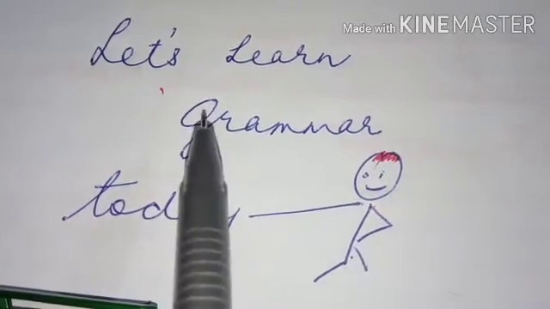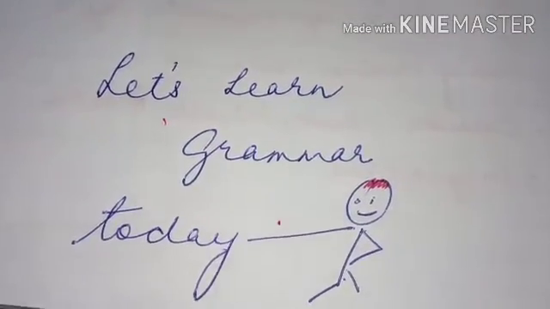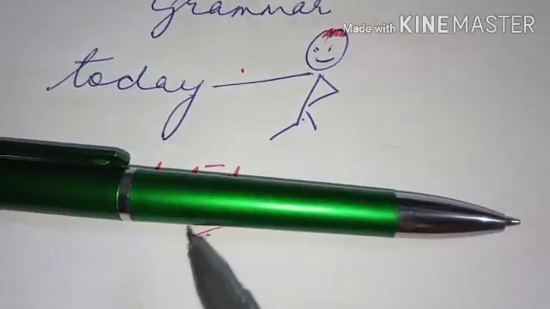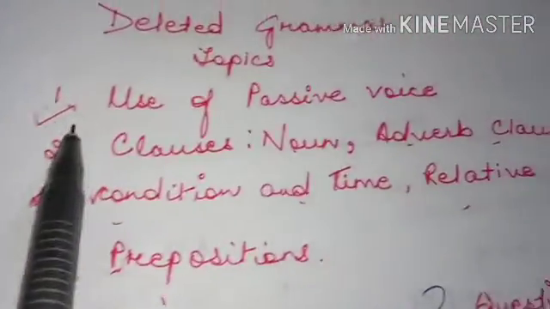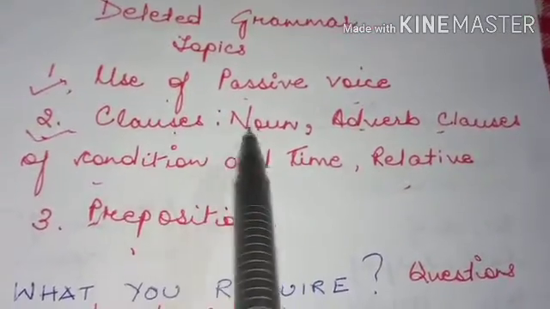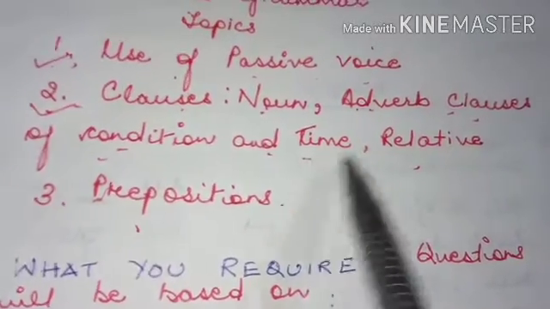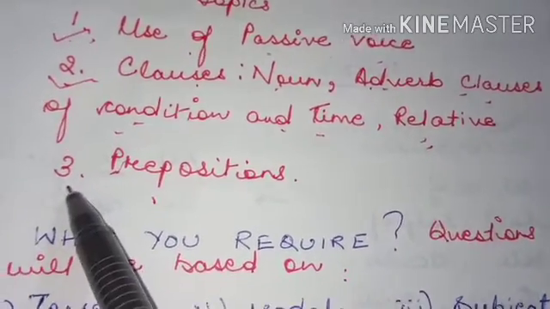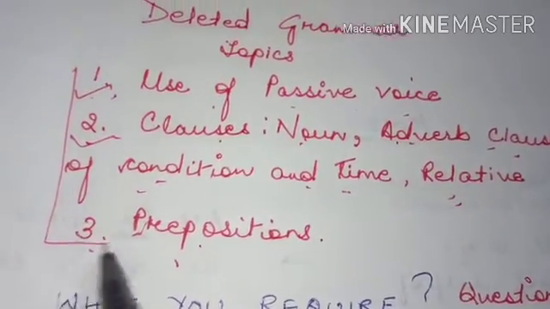So, children, let's learn grammar today. As you all know, in class 10, some of the topics in grammar are deleted. So, let's learn what the topics that are deleted are. Number one, use of passive voice. Number two, clauses: noun, adverb clauses of condition and time, and relative clauses. Three, prepositions. So, these are your deleted topics in grammar.